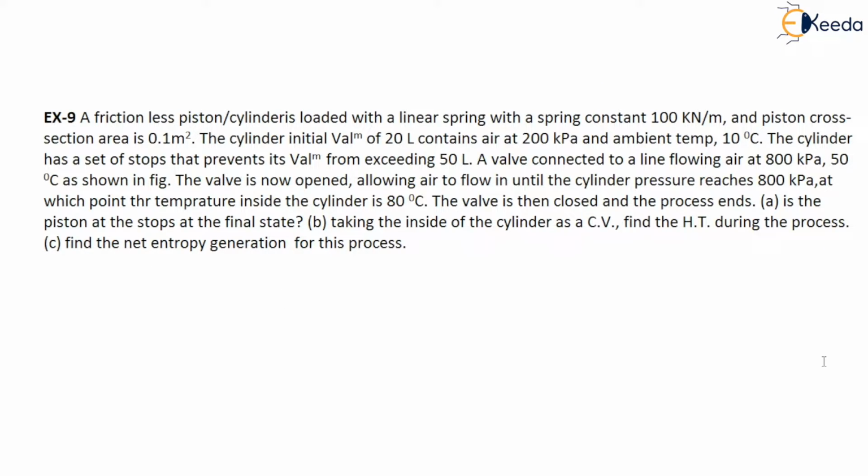A frictionless piston cylinder loaded with a linear spring with a spring constant of 100 kilonewton per meter and piston cross section area of 0.1 meter square. The cylinder initial volume of 20 liter contains air at 200 kilopascal and ambient temperature 10 degrees centigrade. The cylinder has a set of stops that prevent its volume from exceeding 50 liter. A valve connected to a line flowing air at 800 kilopascal and 50 degrees centigrade as shown in figure.